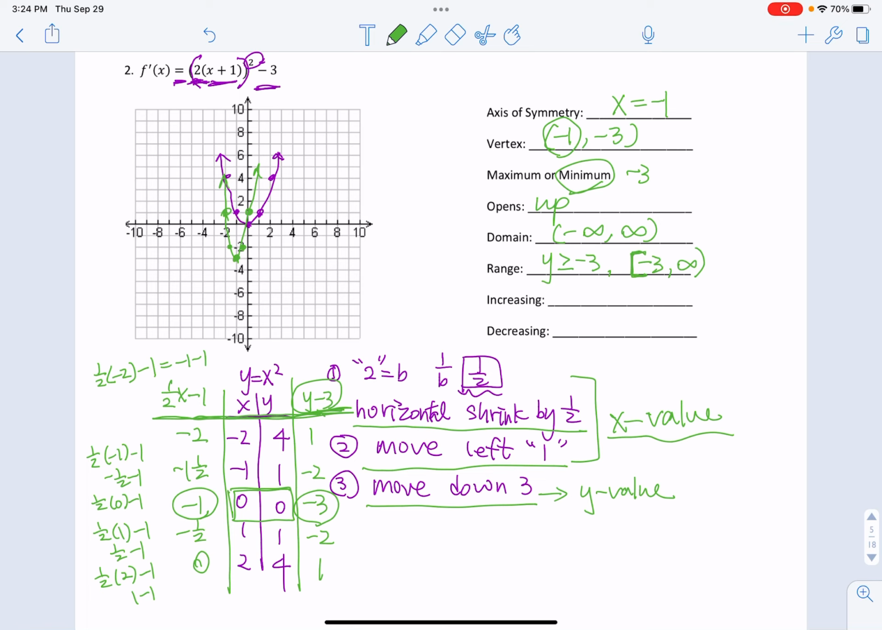Now, the graph is increasing here on the right side of the axis of symmetry. So I can say the x values where the graph is increasing will be from negative 1 to the right side, which is infinity. And then the graph is decreasing here on the left side of the axis of symmetry. So the graph is decreasing when x is from negative infinity all the way to negative 1. That's how you can say it.